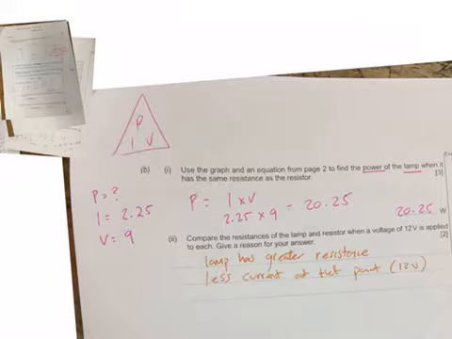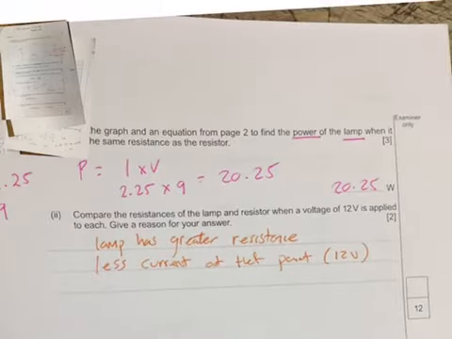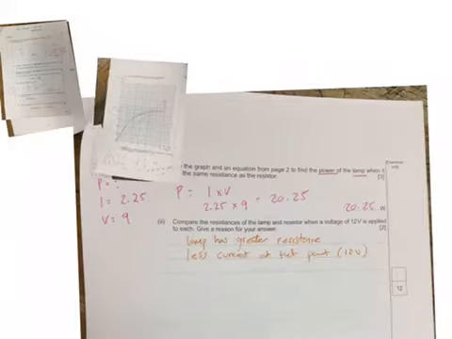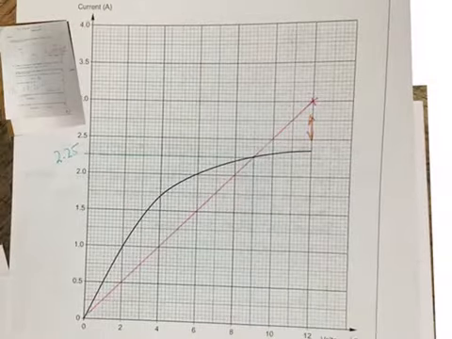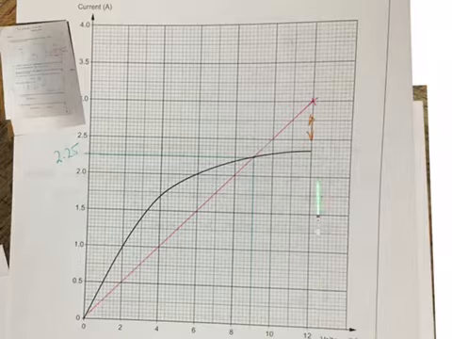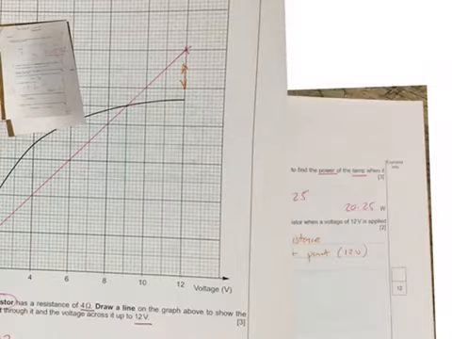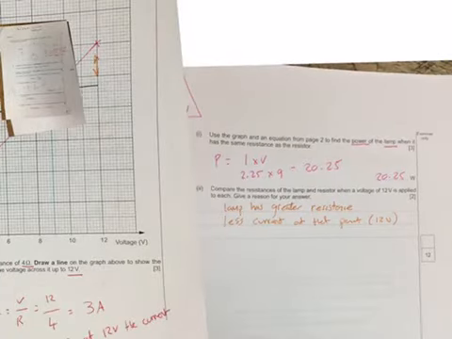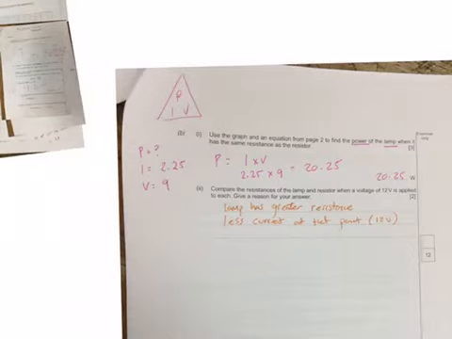It says there, compare the resistances of the lamp and the resistor when the voltage is 12 volts. Give a reason for your answer. Well, I've said, if we look at the graph, the lamp there's less current at 12 volts running through it than there is for the fixed resistor. So the lamp is going to have a higher resistance at this point, and the fixed resistor is going to have a lower resistance. So what have I actually said? I said the lamp has a greater resistance there and less current at this point.